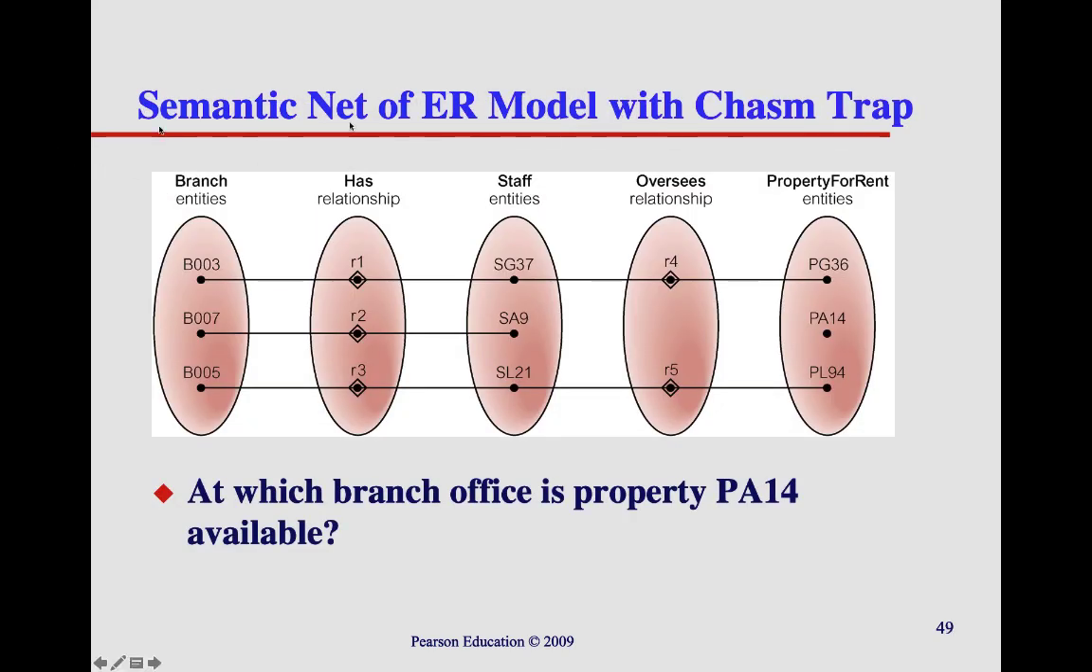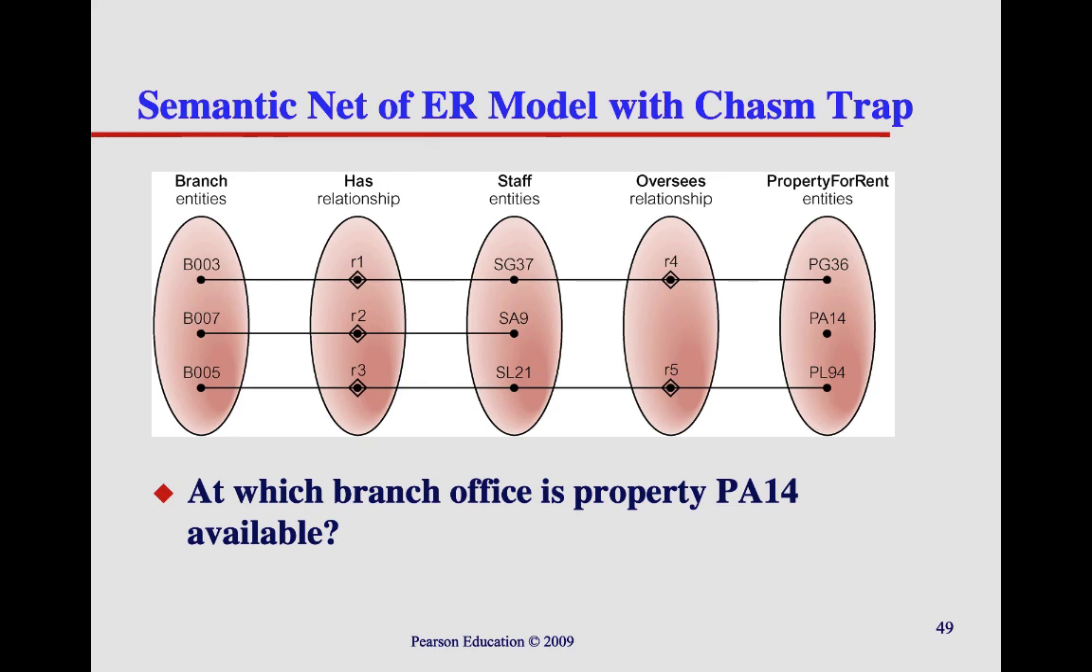So we draw, again, a semantic net, and we see property PA14 has no staff member managing it. Oops. We can't determine which branch is overseeing PA14. The chasm, we dropped off the cliff. We start walking toward the staff, boom, into the chasm. Okay, we drop off of the cliff, hence the name chasm trap.